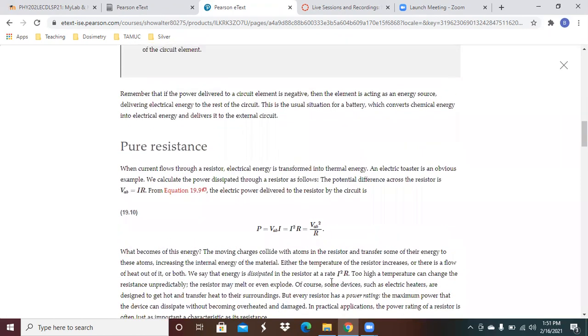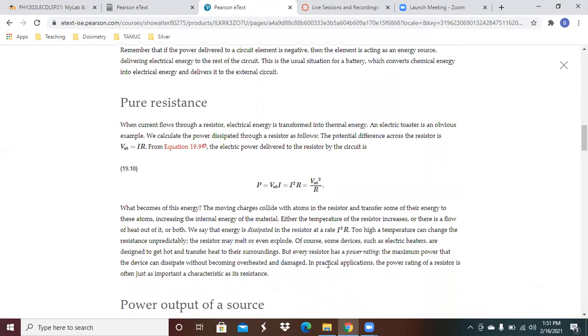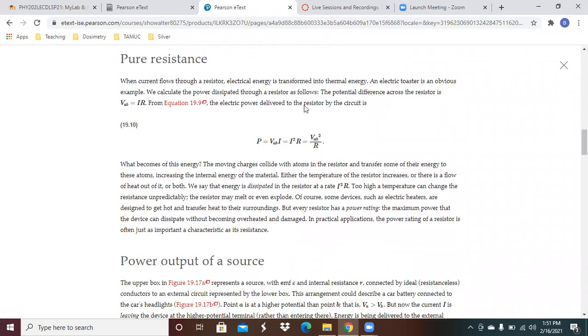Remember that if the power delivered to a circuit element is negative, then the element is acting as an energy source, delivering electrical energy to the rest of the circuit. For a battery, you might imagine, it's going to convert chemical into electrical energy and deliver it to the external circuit. When current flows through a resistor, electrical energy is transformed into thermal energy, it heats up. An electric toaster is a good example.